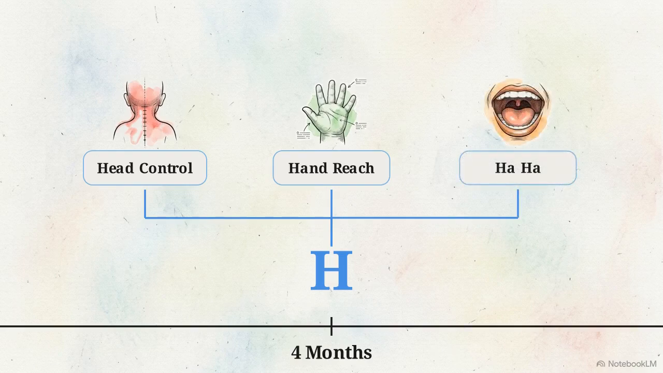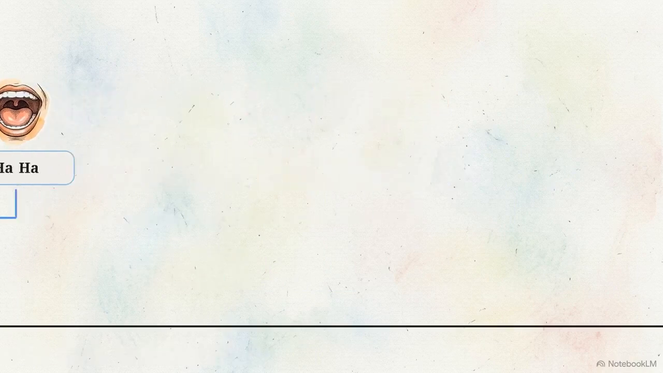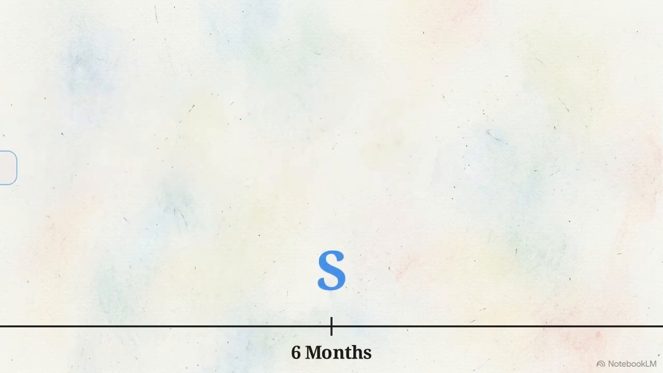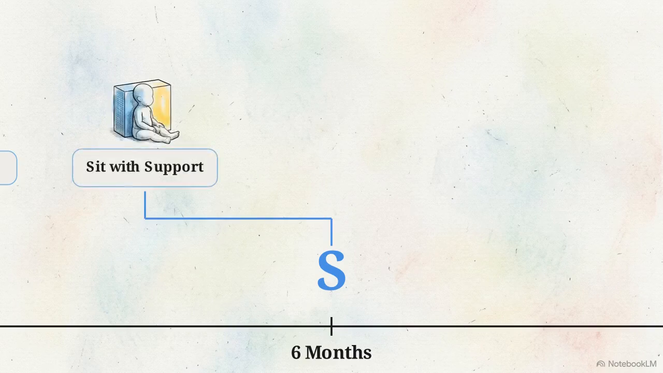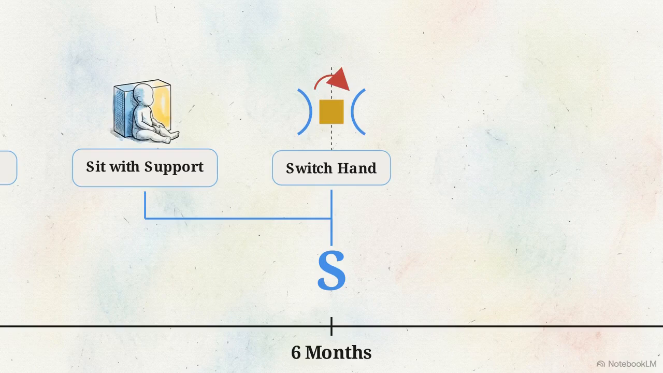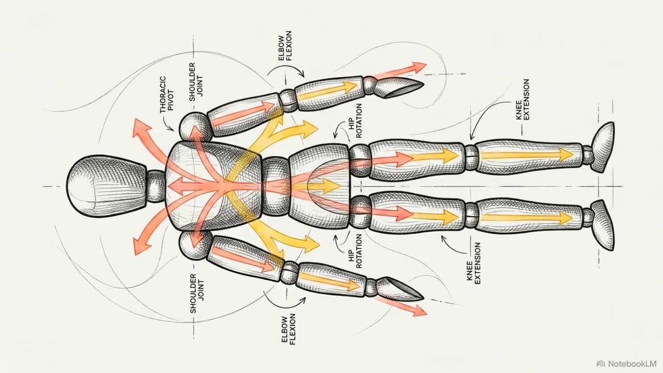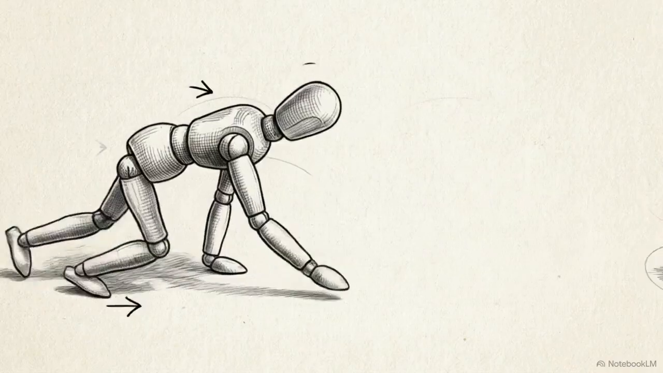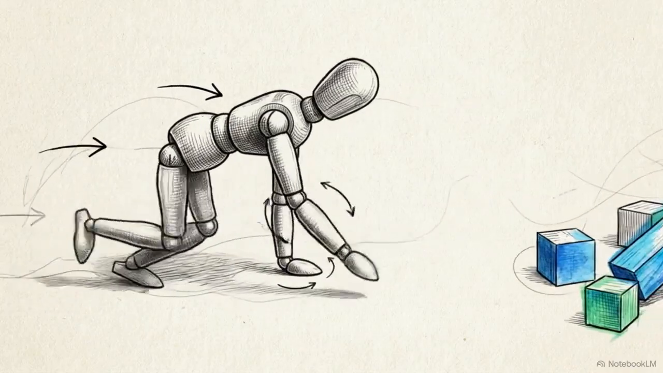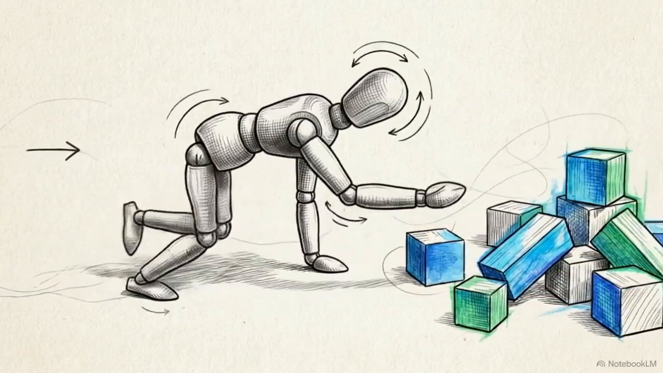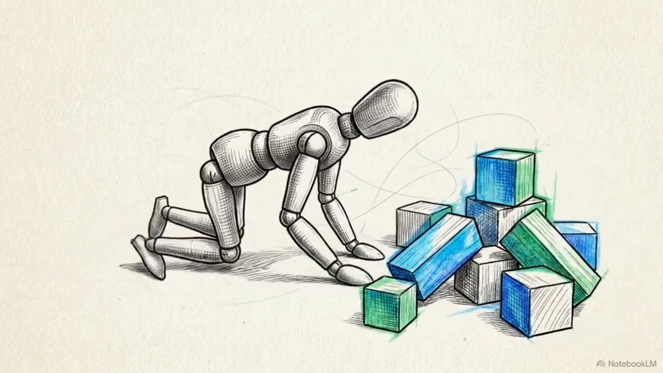By 6 months, development is governed by the 6S rule. The first S identifies core stability, or the ability to sit with support. The remaining milestones include switch hand, crossing the midline, and a transition to social engagement, where the infant will smile to everyone. These phonetic rules follow the actual proximal to distal maturation seen in the first half year of development. As mobility increases around 9 months, the milestones become more complex, requiring a shift to visual and numeric metaphors.